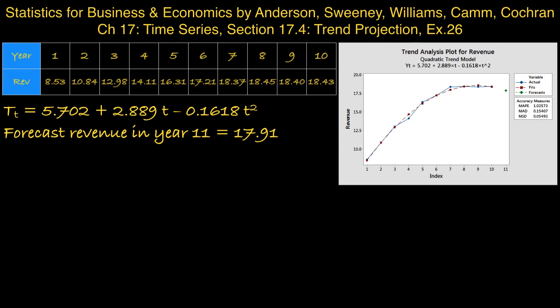And we see that this quadratic equation is actually starting to bend down at the right hand side of the graph, so that the forecast revenue in year 11 is actually lower than the actual revenue was in years 7 to 10. And so I'm not entirely sure how realistic that is. So although this quadratic trend model seems to do a reasonably good job of fitting the data, I'm not entirely sure that it's providing good forecasts for the future.